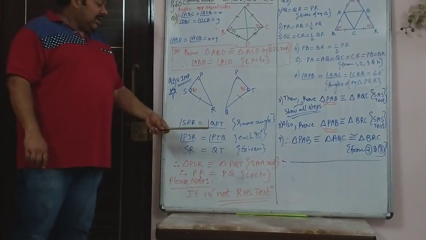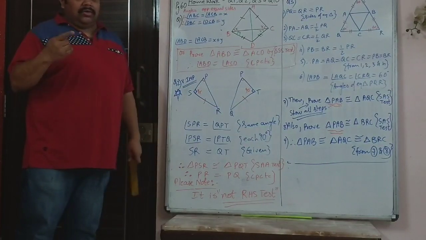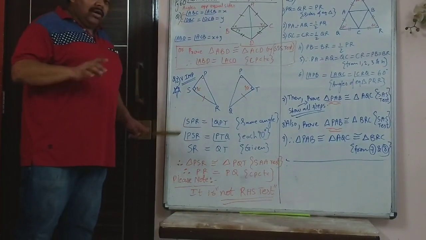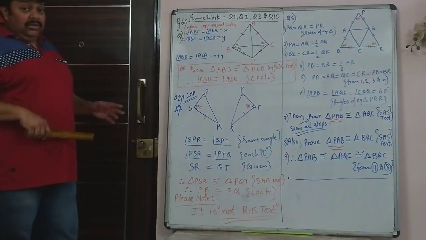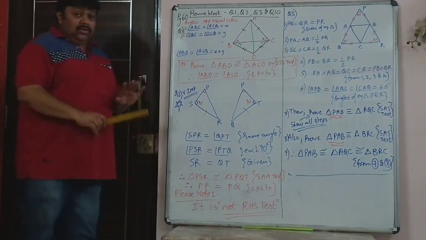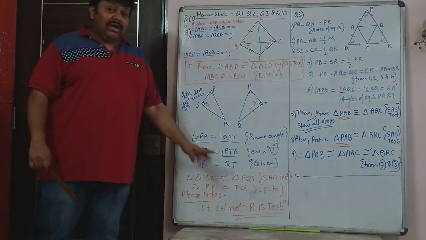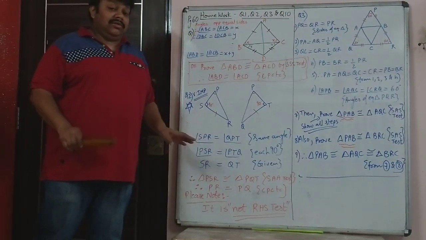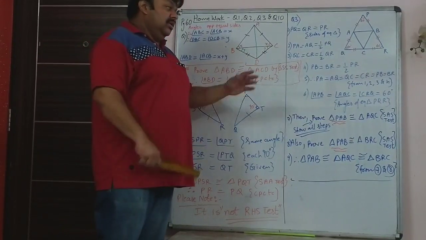So therefore the two triangles are congruent, not by RHS. Immediately when you see 90 degrees, don't write RHS. Here it is AAS or SAA, either way you can write it. It is not the RHS test, you don't have the hypotenuse equal. No one told you that the hypotenuse is equal, so it is the SAA test. Which test is not there? ASS. SAA is there.